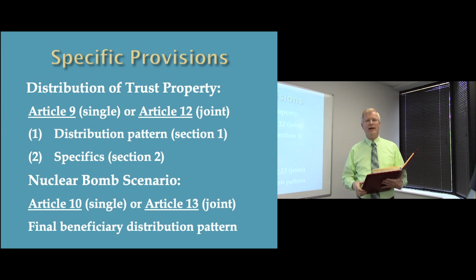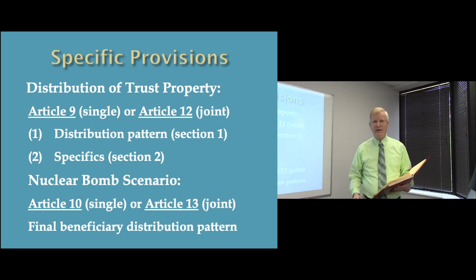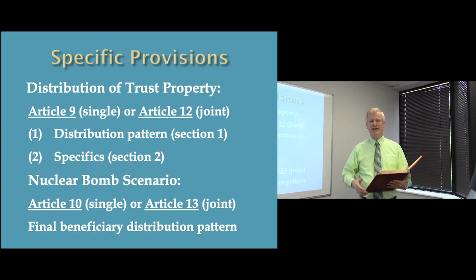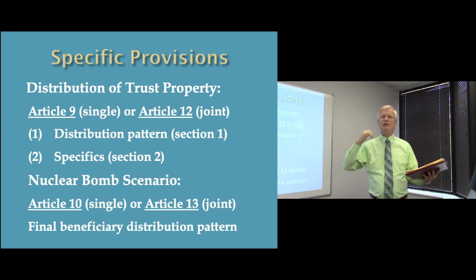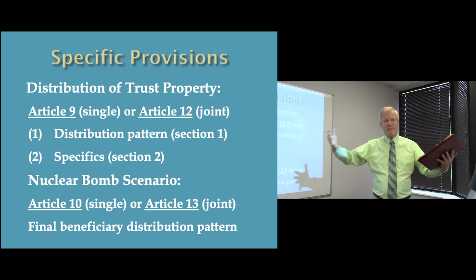Then what we do in Article 10 for single, Article 13 for the married situation, is have another article. This is really not likely to happen. I call this the nuclear bomb scenario. This is where everybody in Article 12 has predeceased. So the nuclear bomb scenario in my stories, we all have the family reunion.